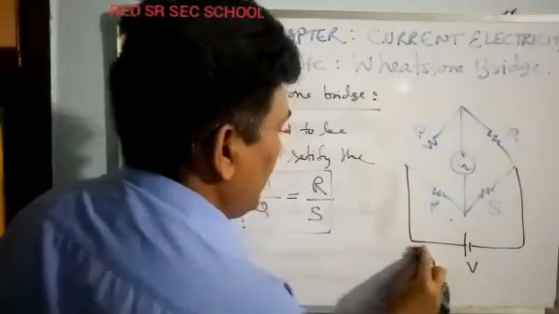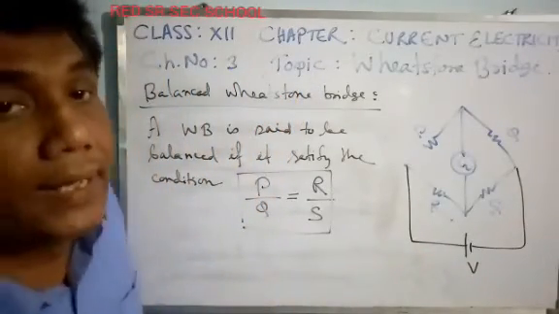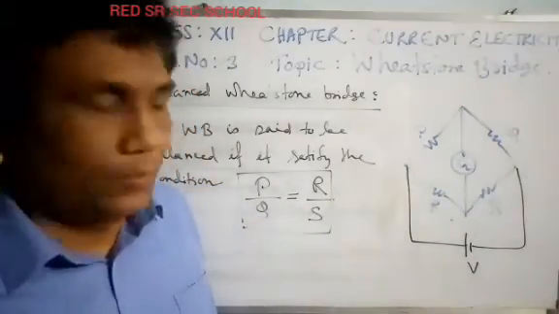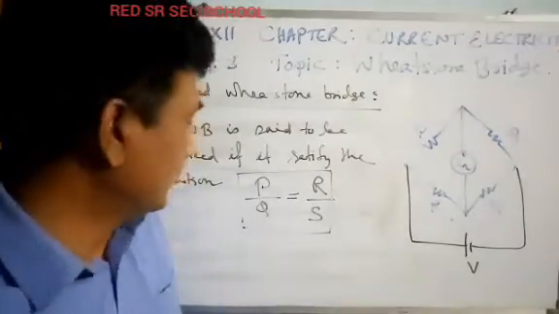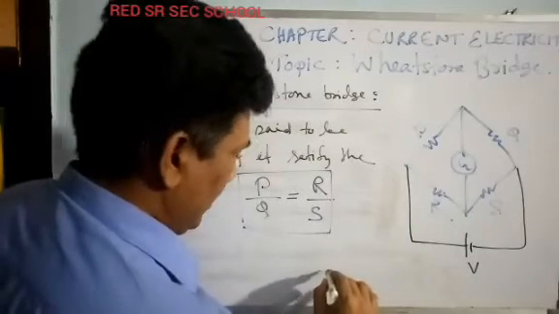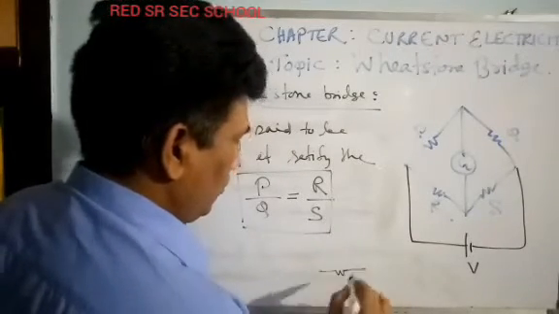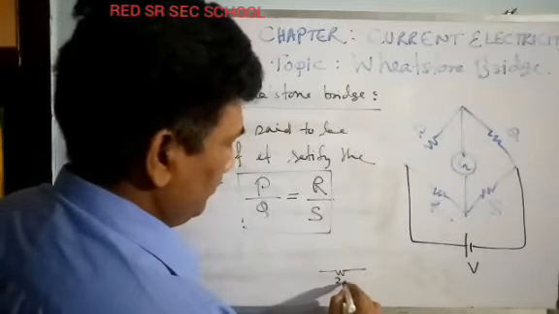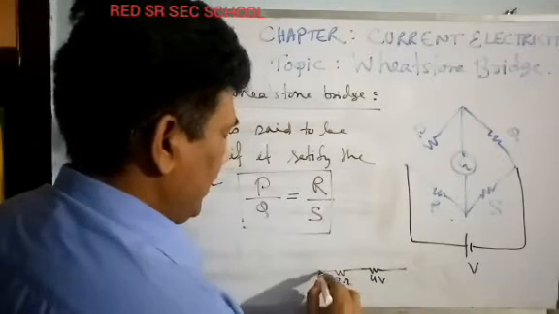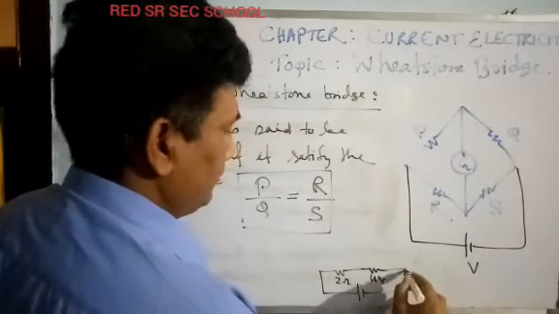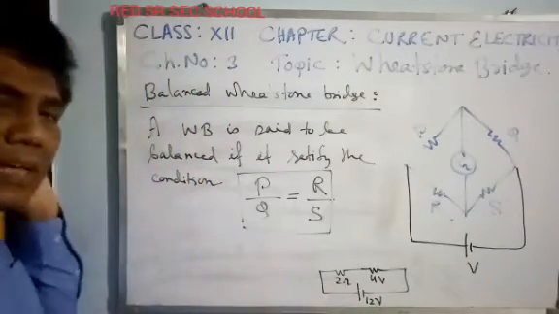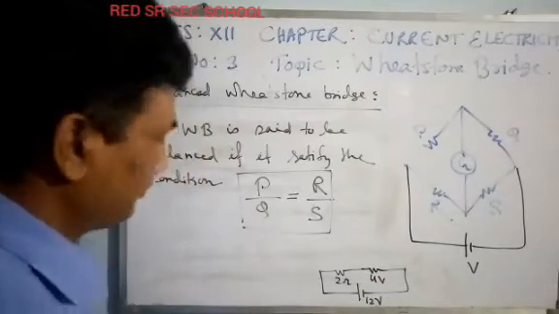Good. But why is it called a balanced Wheatstone bridge? To understand this fact, we have to take one example. Say I have a resistor of 2 ohm and another resistor of 4 ohm connected in series with a battery of 12 volt. Just an example to explain all these things, nothing else.